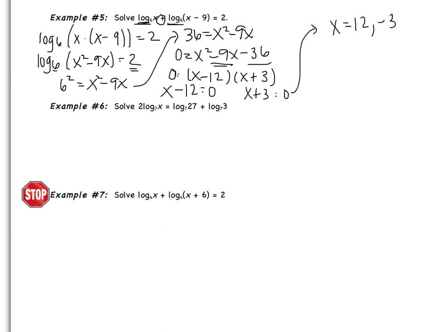Now I need to look, is it possible to use both of those numbers in my logs? If I substitute in 12, I get log base 6 of 12, and log base 6 of 3. Those are both good. If I substitute in negative 3, I get log base 6 of negative 3, and log base 6 of negative 12. I can't take logs of a negative number, so that negative 3 is not going to work. My only answer is x equals 12.